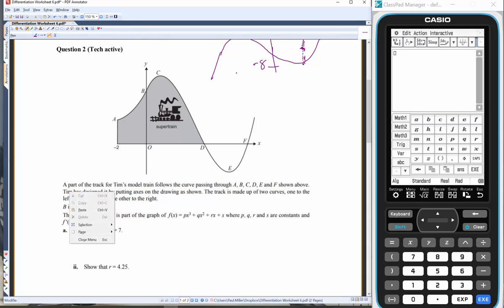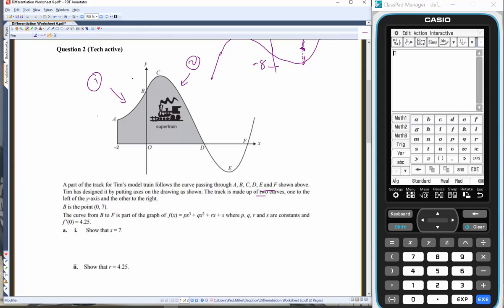All right, this one here, tech active as well, so that's good. Part of the track, so we got like this super train, okay? A part of the track for Tim's model train follows the curve passing through several points. Tim has designed it by putting axes on the drawing. The track is made up of 2 separate curves, one to the left, one to the right. So this would be like curve 1, this would be curve 2.